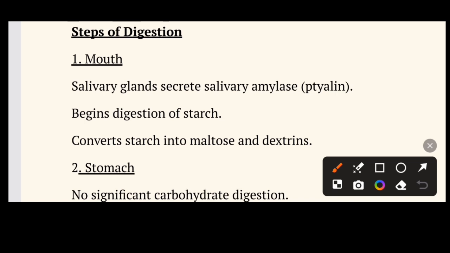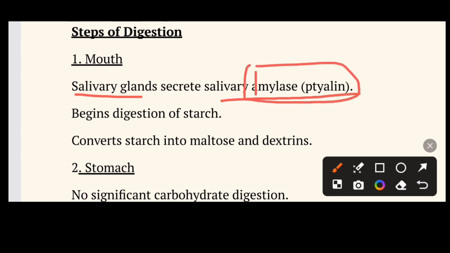First it starts from the mouth. The salivary gland in our mouth secretes the enzyme called amylase. You remember this, it will come in the MCQ question. They can ask what is the enzyme of salivary gland. Another name is ptyalin or salivary amylase. It begins the digestion of starch and converts starch into maltose and dextrin.